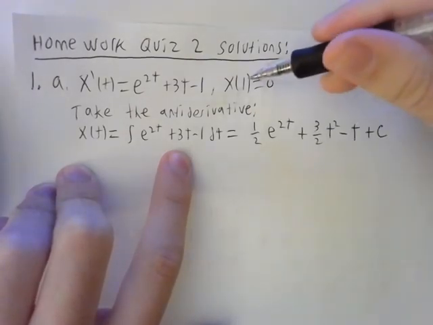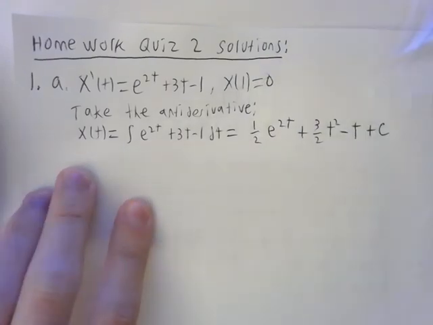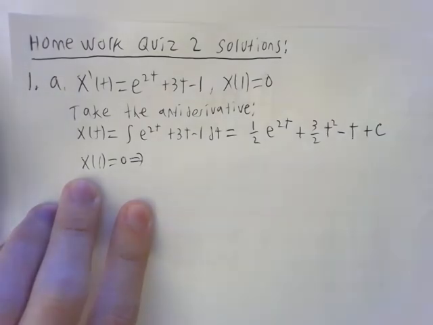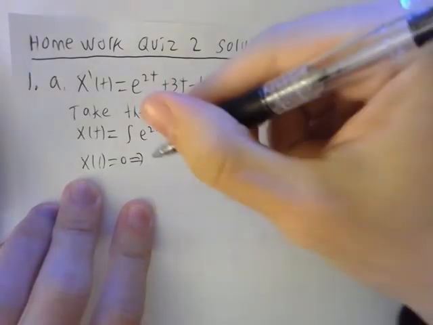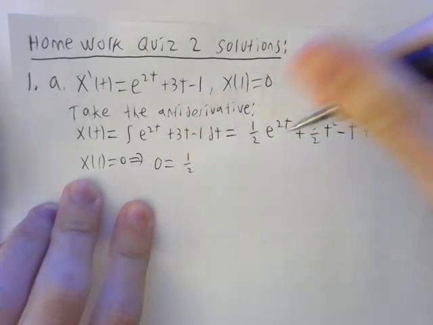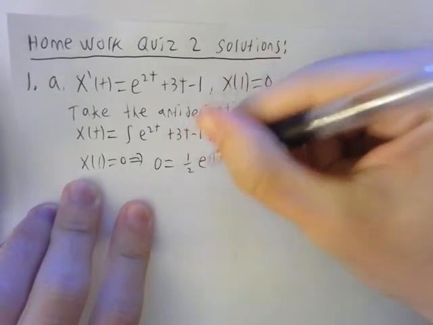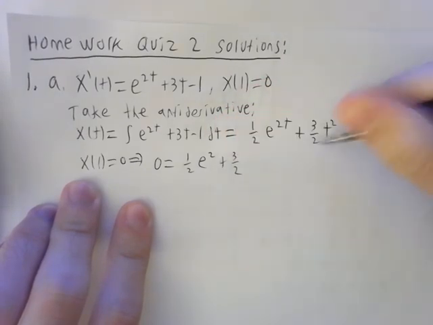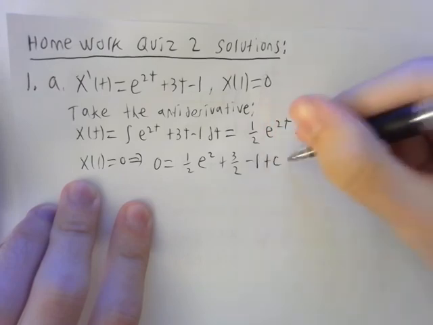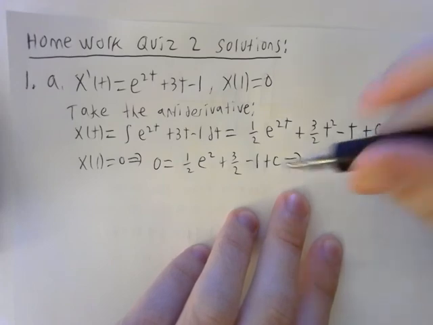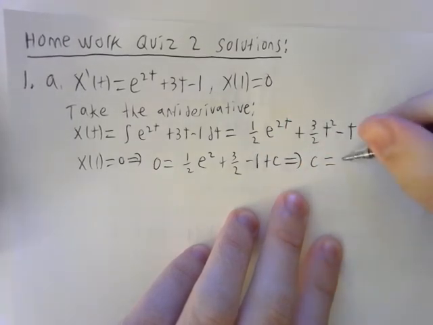And this arbitrary constant is determined by our initial condition. So x of 1 equals 0 tells us that if we plug in 1 here, we should get 0. So 0 is equal to 1/2 e to the 2 times 1, so e squared, plus 3/2 from this term, minus 1 plus c. And that tells us that c is equal to, let's see, negative 1/2 e squared minus 1/2.